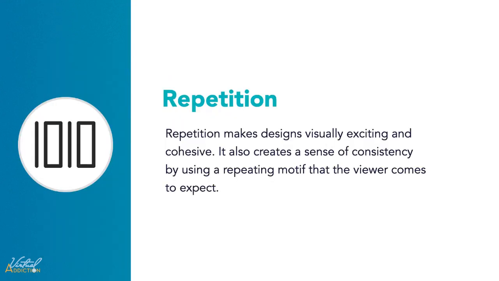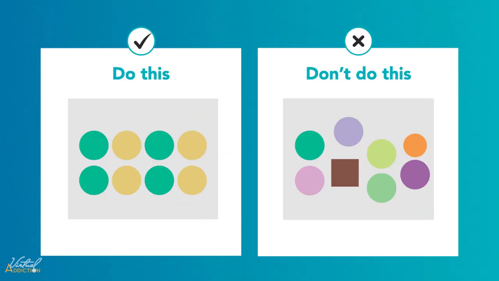As you may have already guessed, repetition refers to when an element is repeated throughout a design. It could be anything, from using a certain font color to adding a repetitive pattern to a social media post. Repetition makes designs visually exciting and cohesive. It also creates a sense of consistency by using a repeating motif that the viewer comes to expect. This makes it particularly useful when it comes to creating your distinct brand identity.